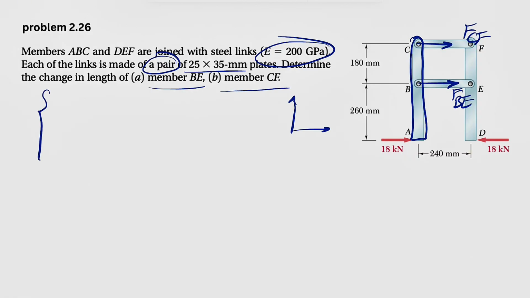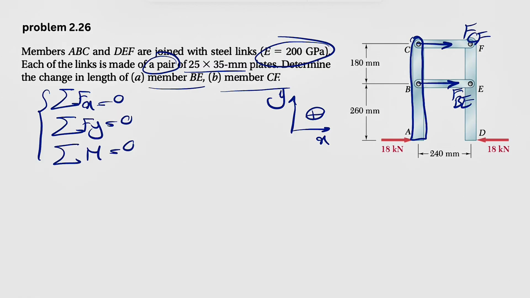Let's just call this as our x and y axes. So we're going to have sum of all forces equals 0 in x direction, same for y. And we're going to have one moment equation. Again, this is coming from our equilibrium assumption. So it makes sense to start with our moment equation. If we do sum of all moments about point C, counterclockwise positive as always, we're going to get rid of FCF.